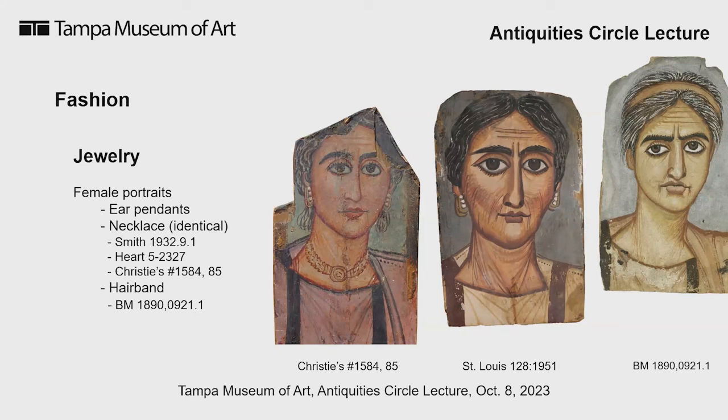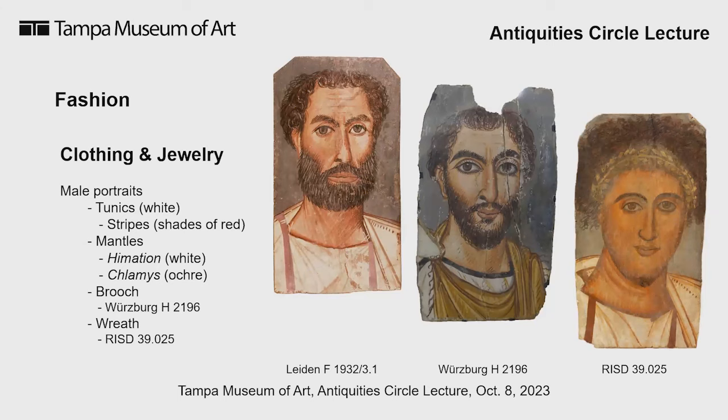For men, tunic always white. The stripes usually a shade of gray. The mantle of the Würzburg portrait in beautiful ochre. There's usually a mantle thrown over the shoulder. So there are two kinds of mantles, one we call himation and the other chlamys. Both are Greek words, no idea if that's what they called him in Roman Egypt. But the cloak that the middle, the Würzburg painter portrait wears seems to refer back to the Macedonian tradition. Then there's the brooch, the wreath on the wristy piece, and I have no idea what happens behind him.